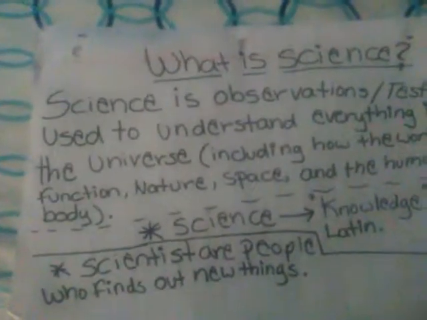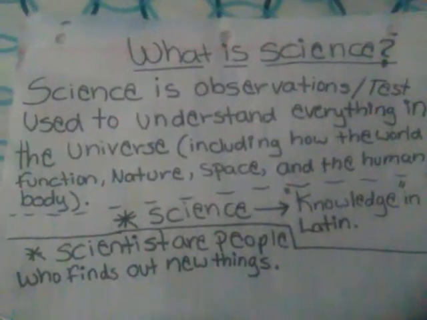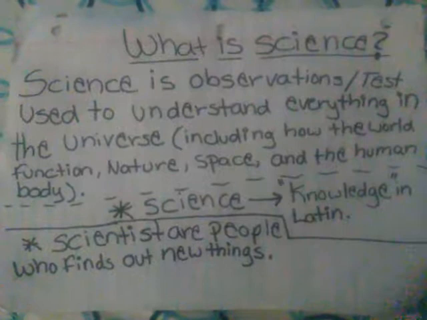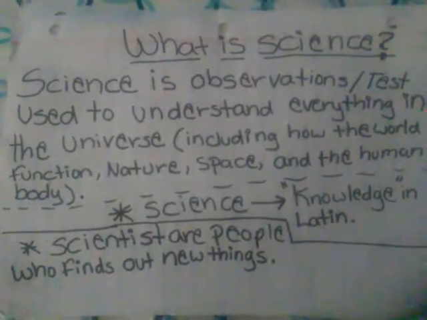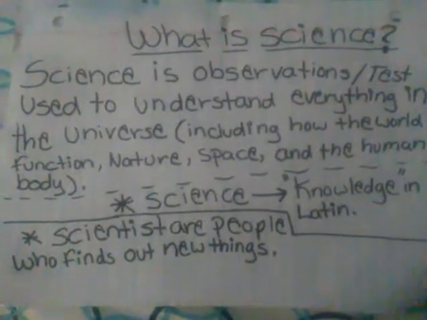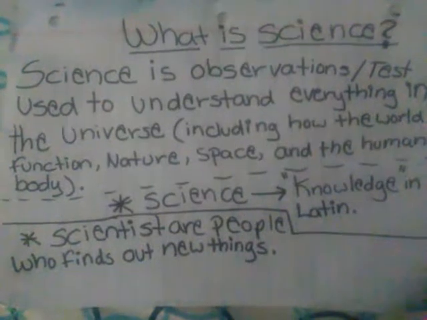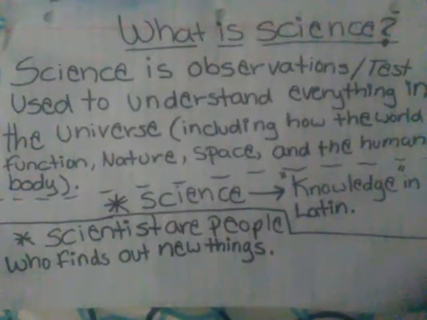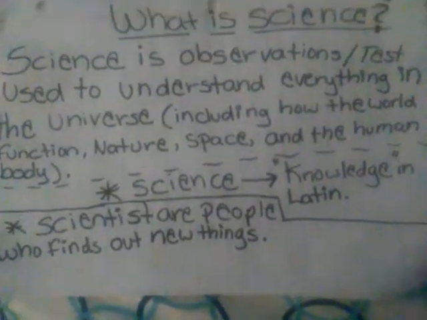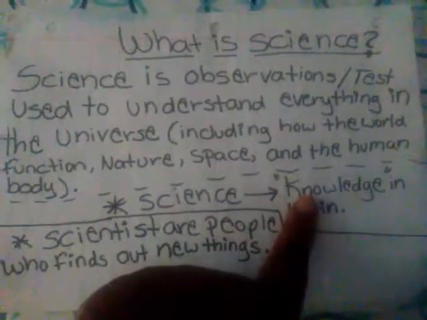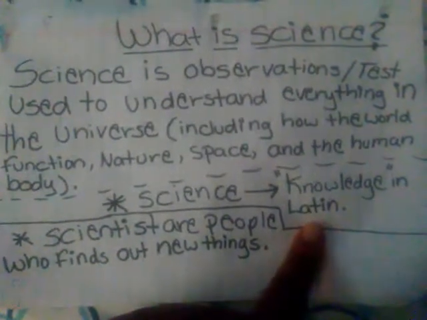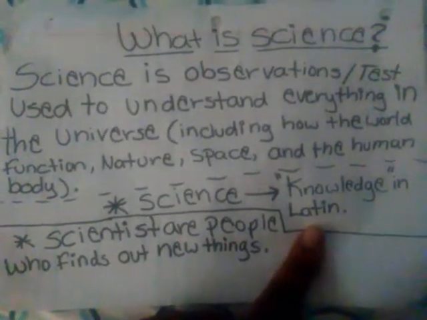And basically, what is science? Science is observation or tests used to understand everything in the universe. It includes how the world functions, nature, space, and the human body. So science observes and tests everything that exists in the universe, so we can have a better understanding of it. Science means knowledge in Latin, so it's basically getting knowledge or information about something.